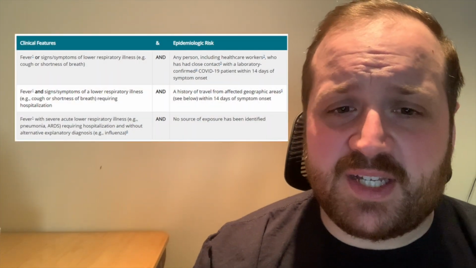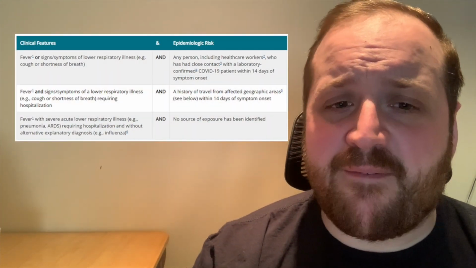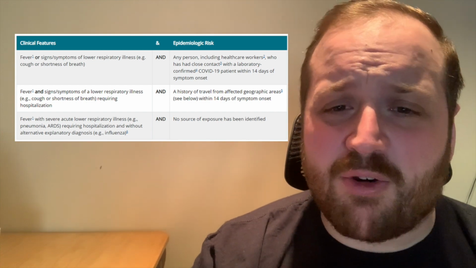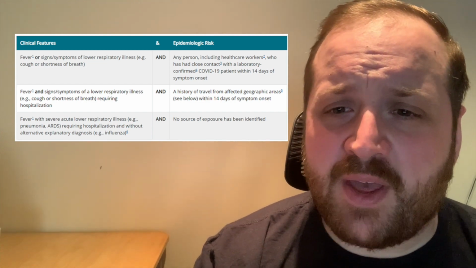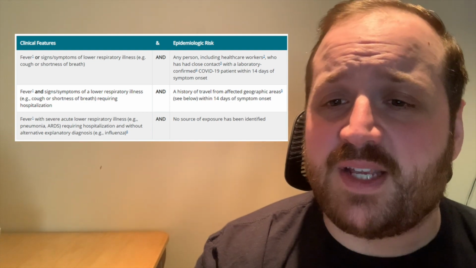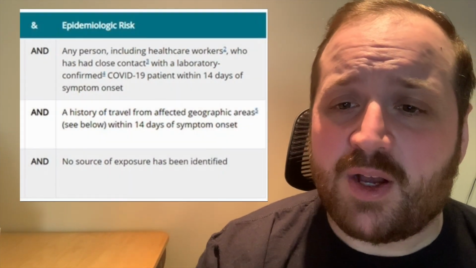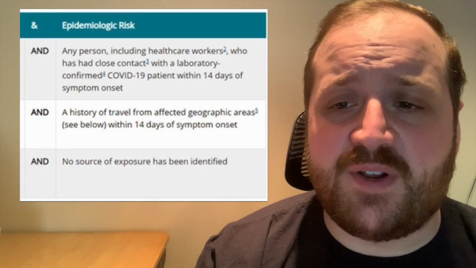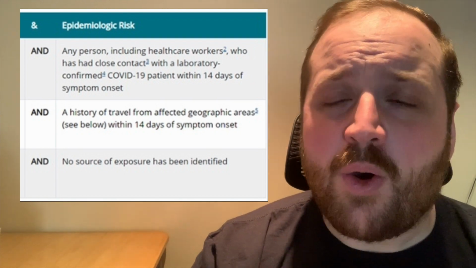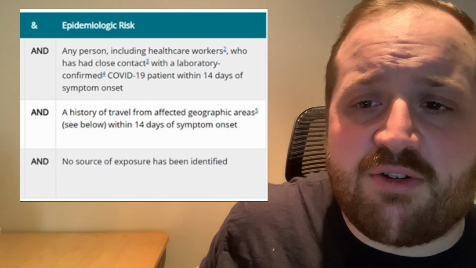Now, as far as who the suspected coronavirus patients are, the CDC has termed them persons under investigation, or PUI. And as you can see in the attached image, all these patients have fever or signs of some lower respiratory illness like a cough or shortness of breath. But the big distinguishing factor is the epidemiological risk that's associated with their quote-unquote infection. So this is any person, including healthcare workers, who have had close contact with laboratory-confirmed COVID-19 within the last 14 days, or a history of travel from affected geographic areas within the last 14 days.